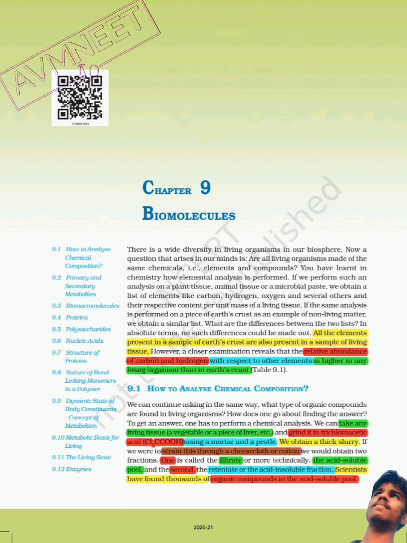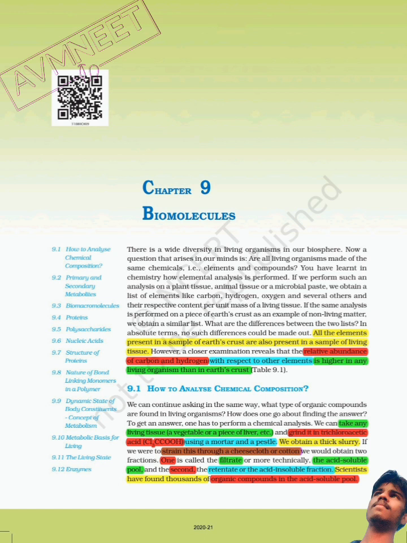9.1 How to analyze chemical composition. We can continue asking in the same way, what type of organic compounds are found in living organisms? How does one go about finding the answer? To get an answer, one has to perform a chemical analysis.